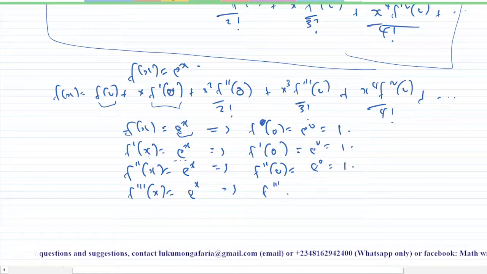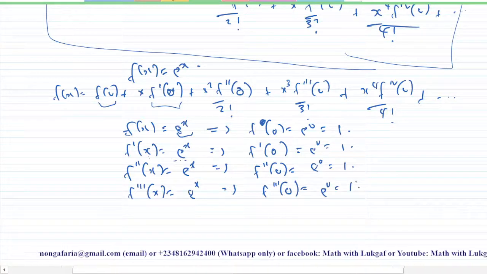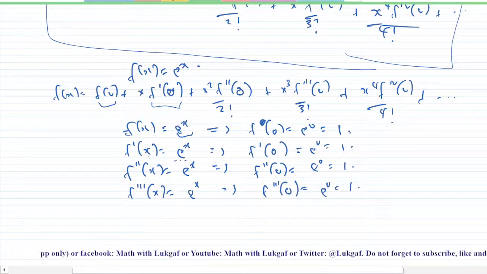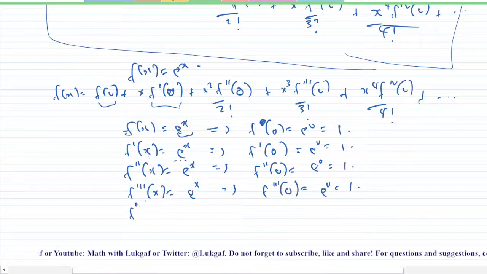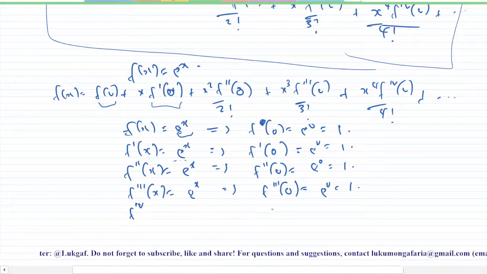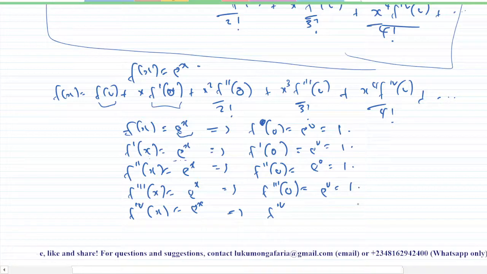Then f double prime of 0, that's e raised to power 0, which is equal to 1. I used to advise people, the moment you have generated 3 numerical constants here, you can stop. But if you like, you can still do it again. f fourth of x, that's e raised to power x. Then your f fourth of 0 will give you what? e raised to power 0, which is 1.